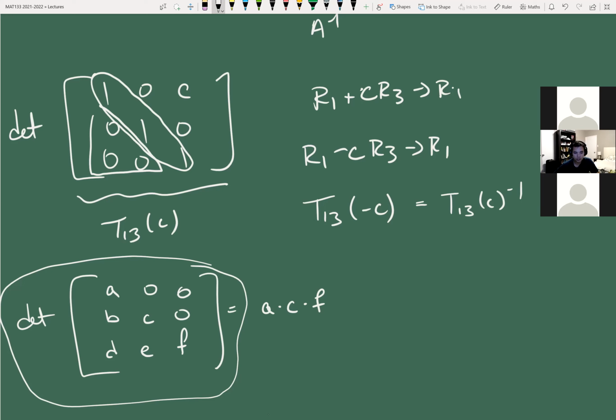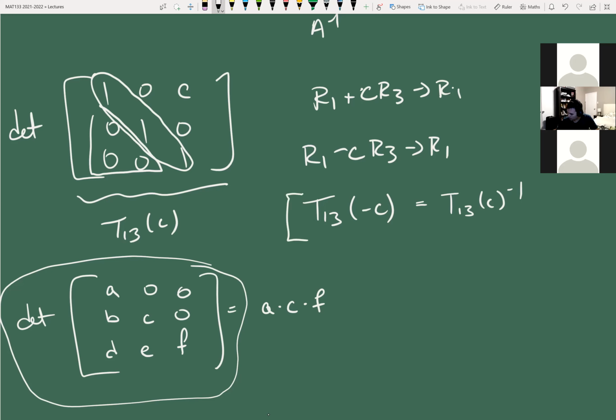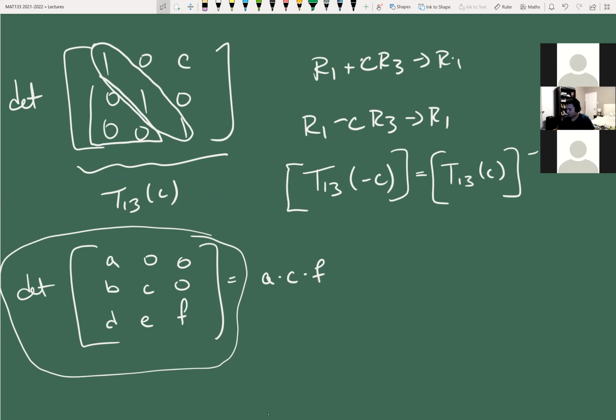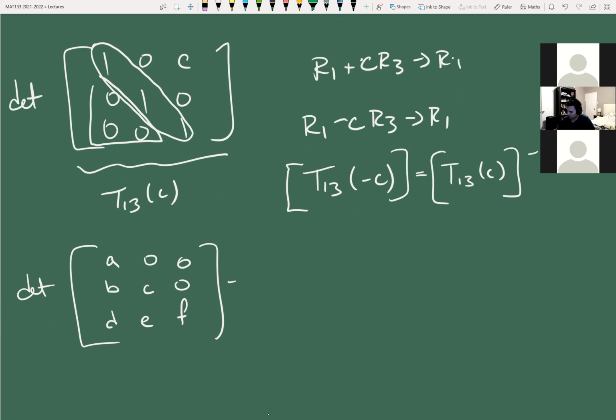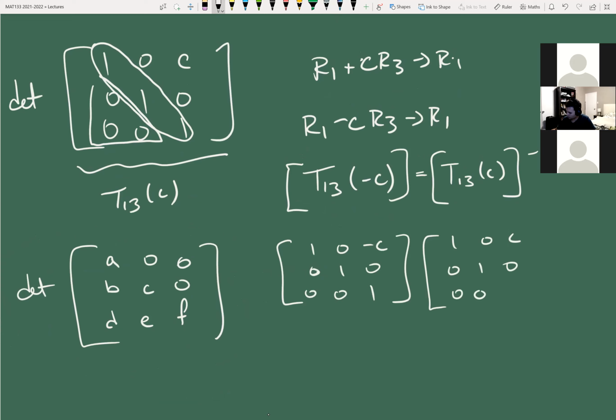Jeremiah, how can negative C be C inverse? I'm not saying that negative C is C inverse. I'm saying that this matrix should be the inverse of this matrix. Okay, and we can check it, right? Let's find out. Maybe I'm wrong. So this should be 1, 0, negative C, 0, 1, 0, 0, 0, 1. And this is going to be 1, 0, C, 0, 1, 0, 0, 0, 1.